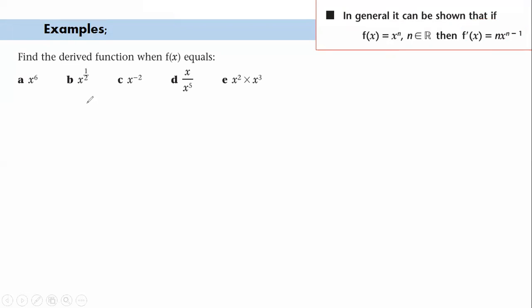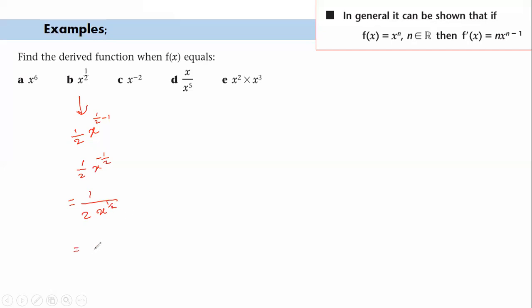Similarly, if you apply this rule to x to the power half, we bring half down, and then x to the power half minus 1, which gives us half times x to the power minus half. This can be simplified, if you want, in the form of 1 over 2 x to the power half, by converting the index to a positive value.